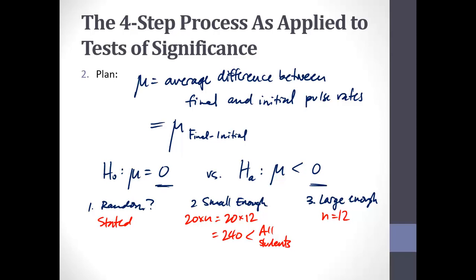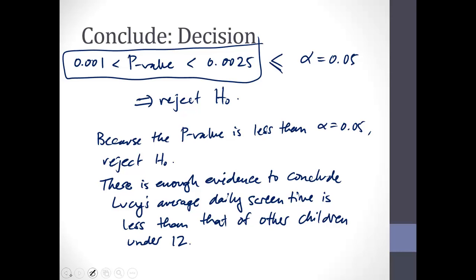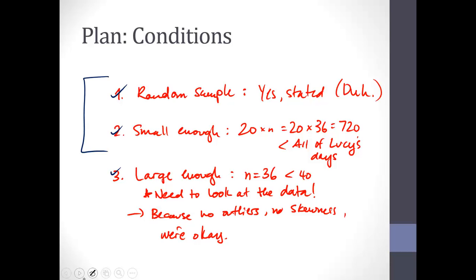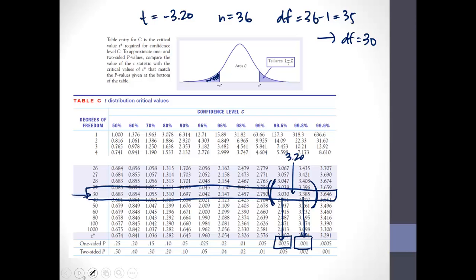But what's going to save us here? Why can we still use our T procedures here? Yeah, is it because it's normal? Yes, exactly right. So again, the example says we're making the assumption that the underlying distributions are normal. So regardless of what the sample size is, we're in that smallest boat now, among the three conditions we have over here. Since the sample size is less than 15, we can use the T procedures as long as we have normal distributions. So since that's the case, we're good to go.